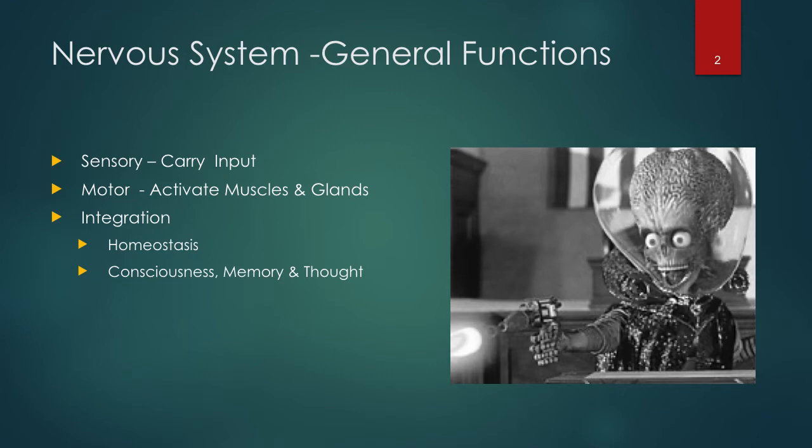These integration centers, we've already dealt with them. They do things like determine the set points for homeostasis. And so they may evaluate input from many different organs and then decide on what to do. This also includes some of the functions of the nervous system that we're more familiar with, like consciousness, memory, thought, things like that.